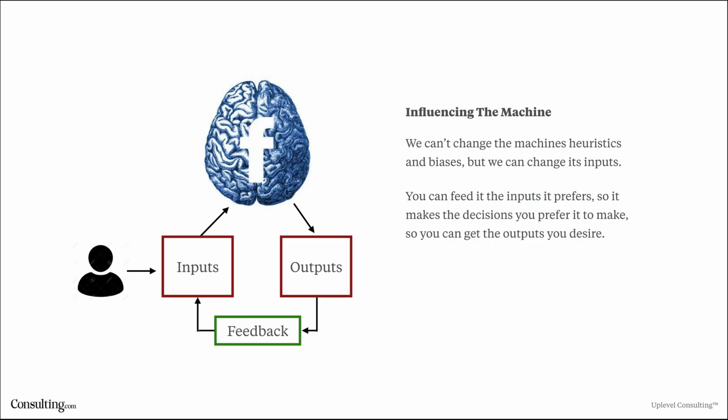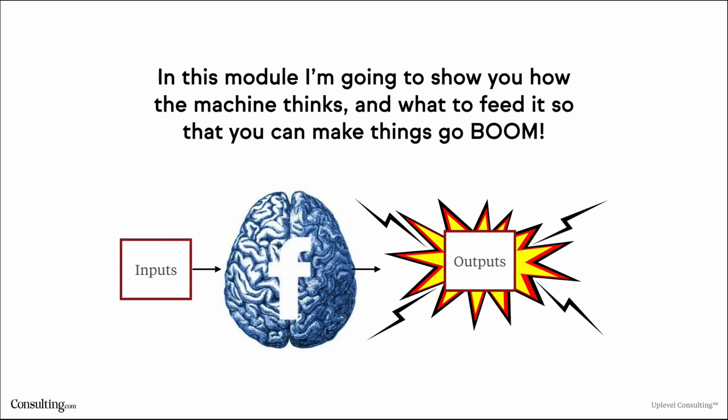And I'm going to show you how to do this in this module. And in this module, I'm going to show you how the machine thinks and what to feed it so that you can make things go boom. And by boom, I mean, really make this thing start climbing up additional gears and really getting into the performance zones that it can get to. And to get into those zones and to start getting to that next level, you have to play to the algorithm's biases.